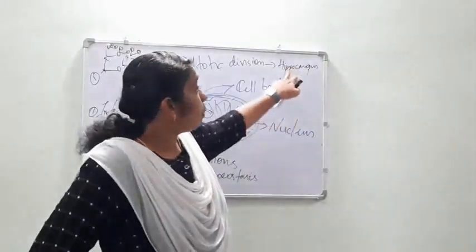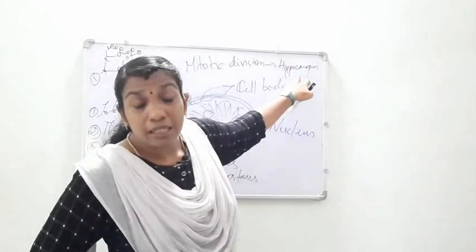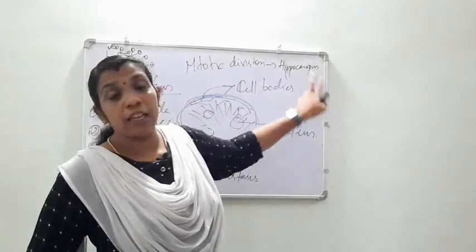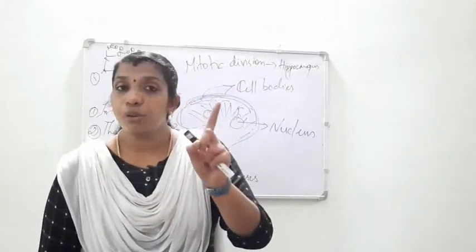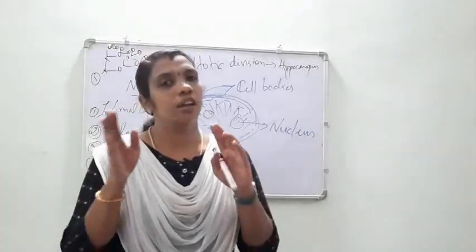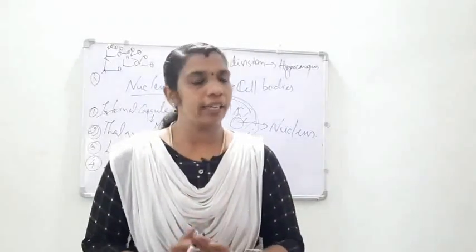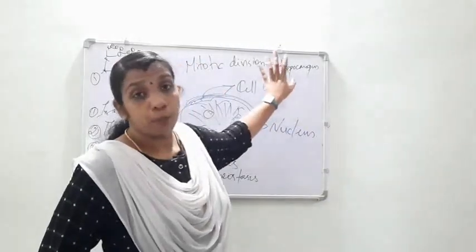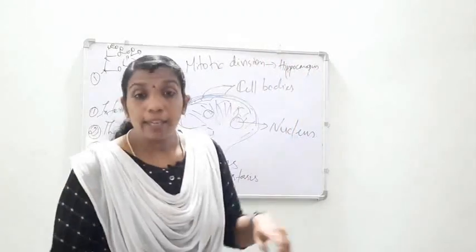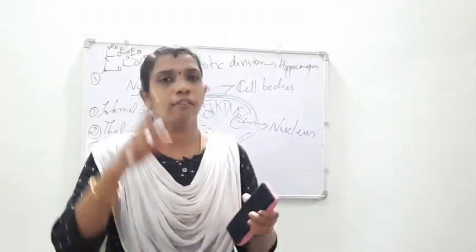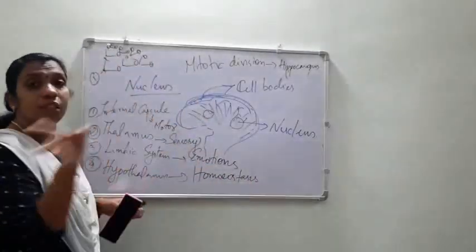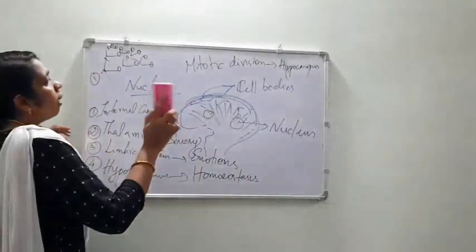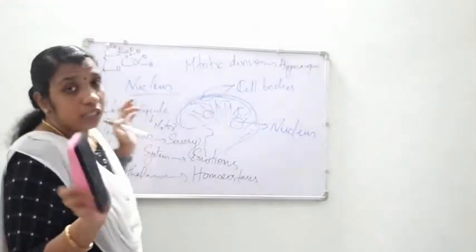So this hippocampus is the only structure in the brain which can divide mitotically, and so it is responsible for long term memory. Please don't forget this, very very important. This is hippocampus, you understand? When we are studying about dementia and all, we'll be saying about this. At that time I will ask questions, okay? So this is hippocampus, and it is responsible for long term memory.